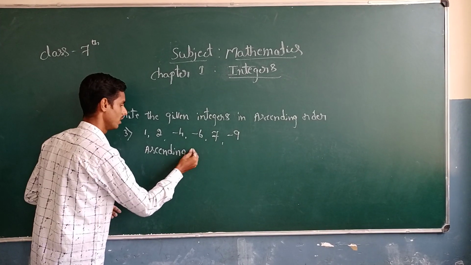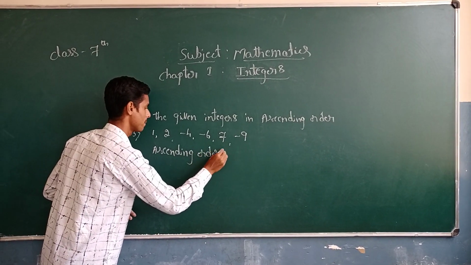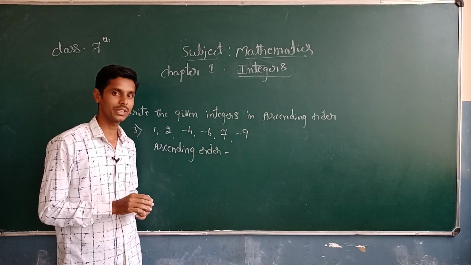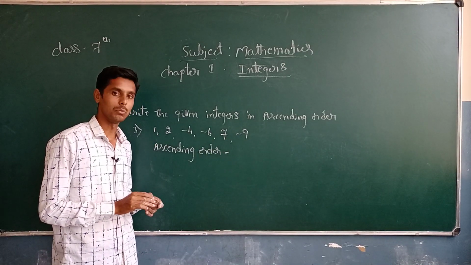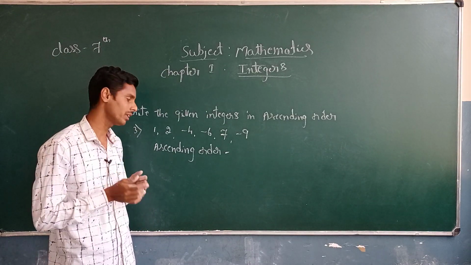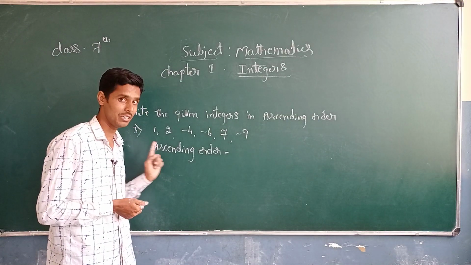Ascending order. Which number do we have to write first? The smaller number we have to write. In this case, both positive and negative integers are given. First, you have to write... I am talking about ascending order.